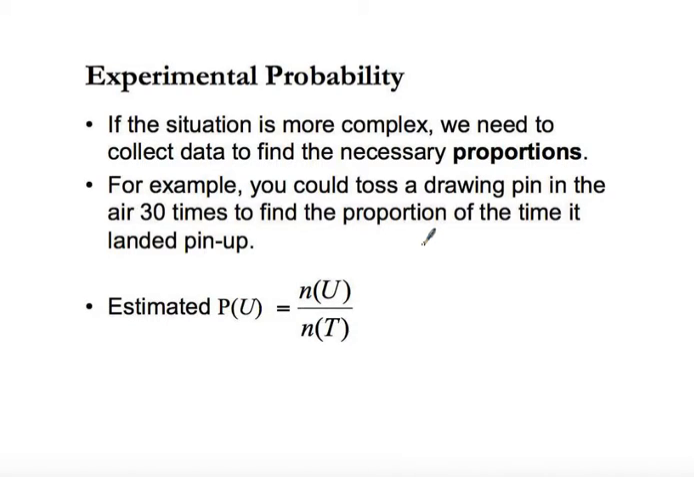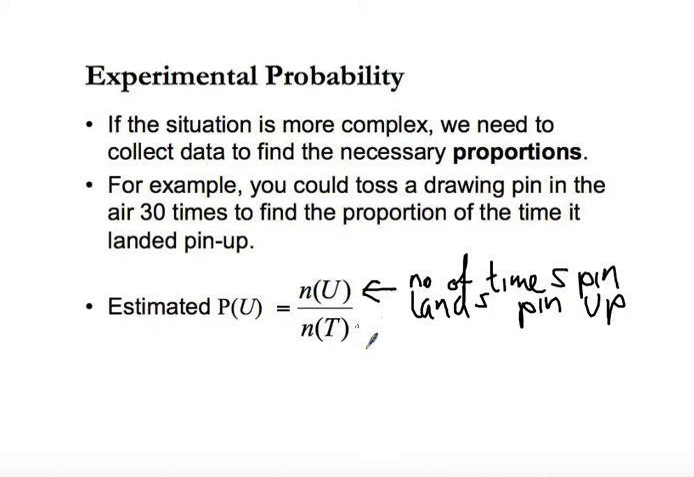Okay, now if you think about a drawing pin, it's an odd shape, it's not like flipping a coin or rolling a dice, so there's no logical way to actually say what the probability is. So what we do is we have to do it using trials. So on the top of our fraction for the estimated probability is the number of times the pin lands pin up.